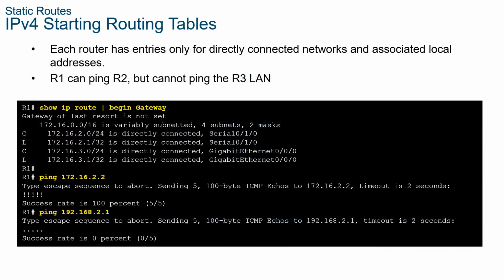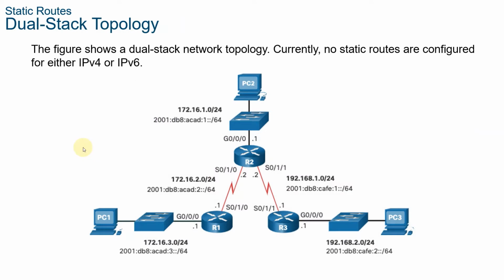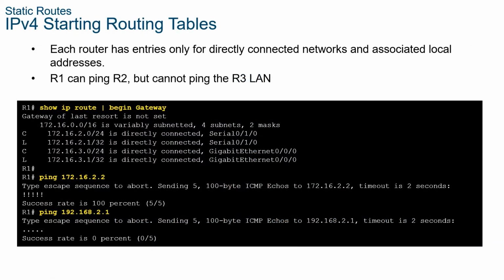But a ping on router 3's LAN is not possible. From the topology, 192.168.2.1 is the LAN of R3 here, and pinging from PC1 would lead to a request timeout, because router 1 is not aware of R3. That is because we have not yet configured the routing protocol.